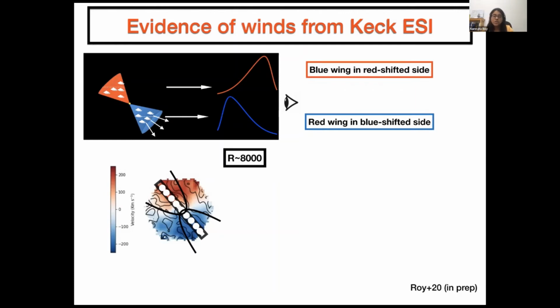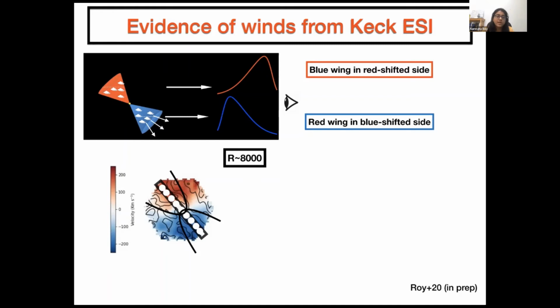And not only that, the asymmetry should switch from one side to the other, with a perfectly symmetrical spectra in the center, because there is not a lot of cone volume to integrate over in the center. It's totally because of the bicone geometry and the outflowing motion. So that's what we want to look at.